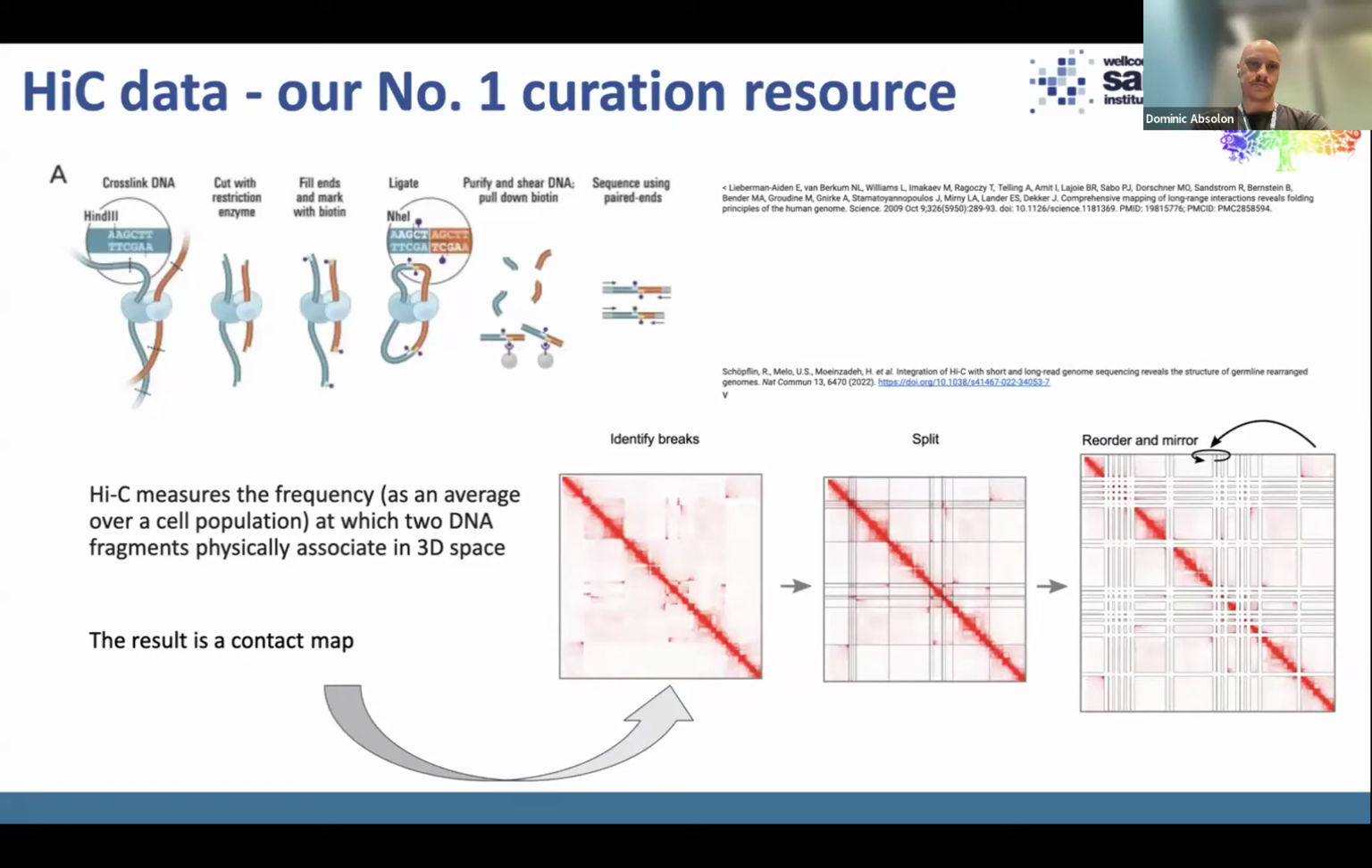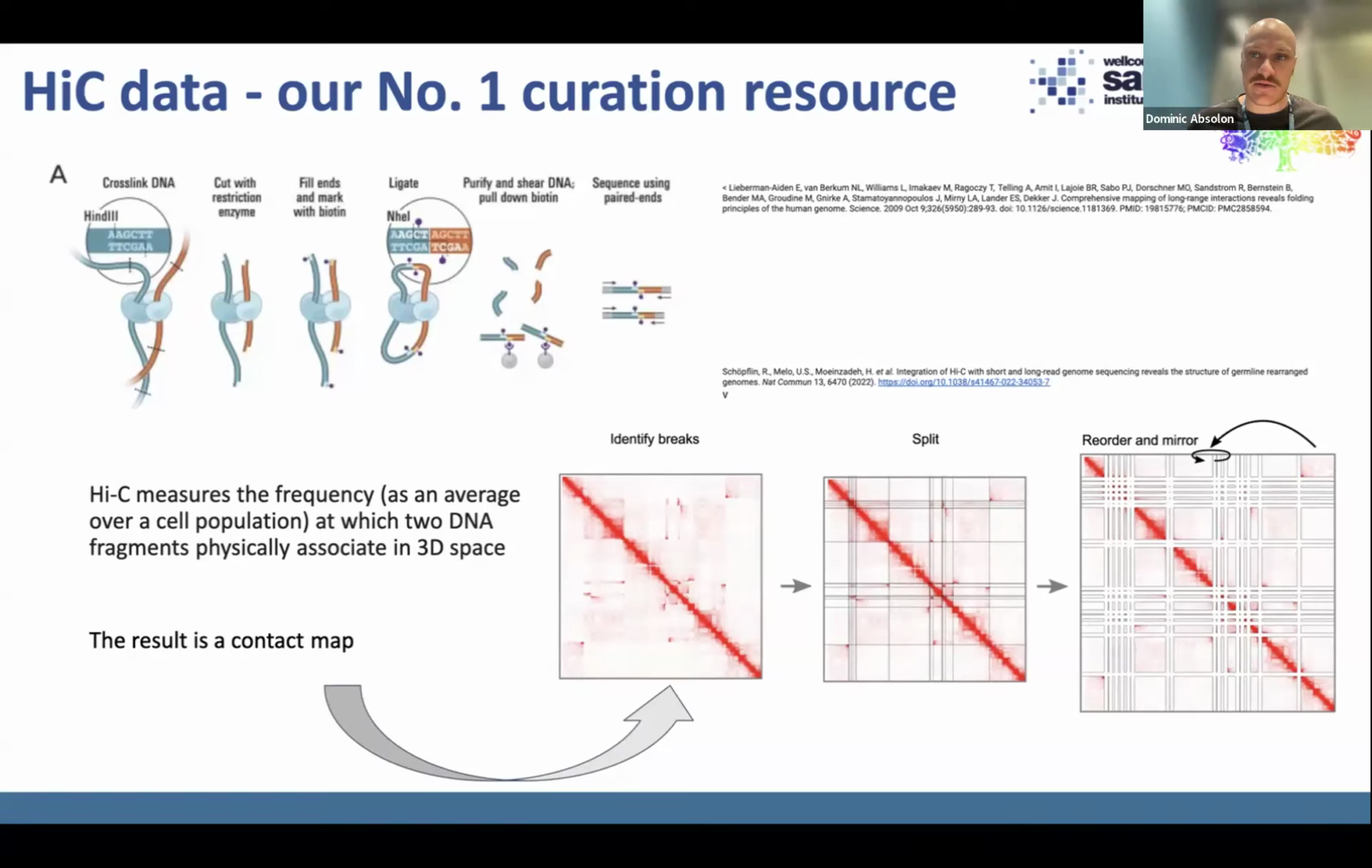So as I said earlier, our number one source of data to perform a manual curation is HiC data. It's really, really important. If we don't have HiC data, there's not a lot we can do. We just have to trust the assemblers. So for those of you that don't know what HiC is, I'm sure most of you do. I'm preaching to the choir.